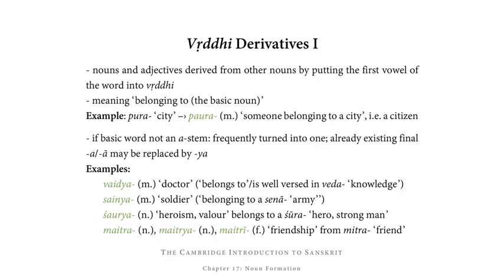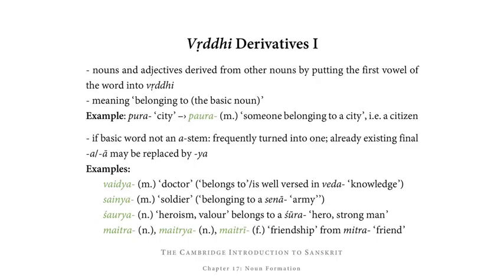A different way of deriving new nouns and adjectives is by taking some other noun and putting its first vowel into vriddhi, and the meaning of the newly created word is belonging to the basic noun. So, for example, from pura, which means city, we get paura, which is created by taking pura and taking the vowel u, the first vowel in this word, and putting it into vriddhi. So from pu, we get pau, and then paura. And a paura is someone who belongs to a city and therefore a citizen.